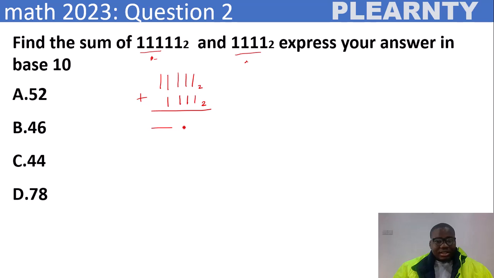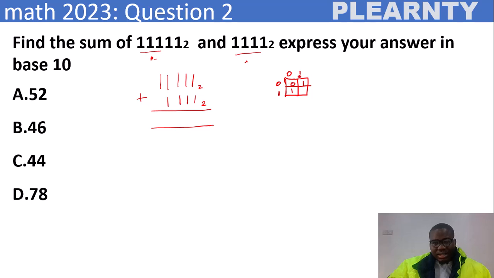So anything we get here is going to be in base 2. But before we start adding up, let me just show you something. 0 in base 10 is the same as 0 in base 2. 1 in base 10 is the same as 1 in base 2. So when we now add these two together, 0 and 0 will give us 0. 0 and 1 will give us 1. 0 and 1 will give us 1.